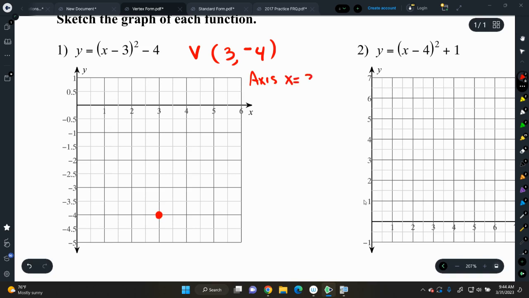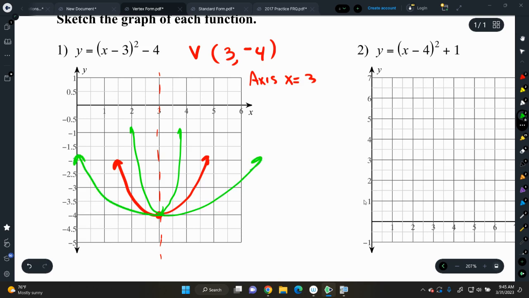X equals 3, right? So here's my dotted line. I'm drawing it as a dotted line because it's not actually part of the graph. And then we're just sketching the parabola. The reason I'm saying we're sketching it is because we really don't know the shape. This could be a very skinny parabola like this, right? Or it could be a very fat parabola like this. We're going to do that next. For now, we're just sketching it, and then we're going to learn how to get a better idea of what it looks like. Okay?